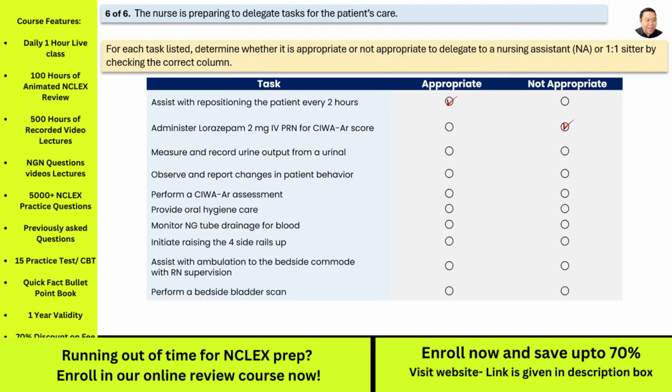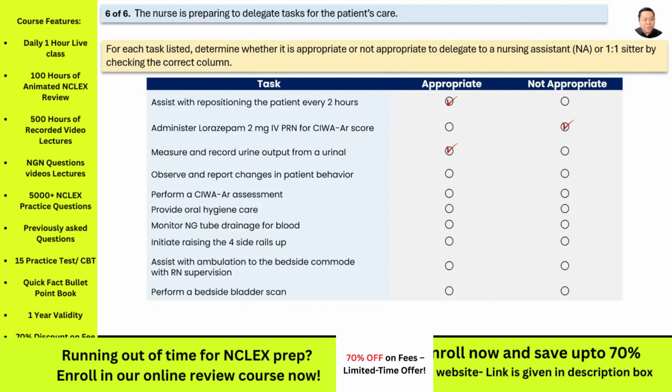Next, we have measure and record urine output from a urinal. What do you think about this? Yes, this is appropriate for a nursing assistant or a one-to-one sitter. This is a basic data gathering task that does not require nursing assessment or decision making. And accurate tracking of the fluid balance is essential in all patients undergoing alcohol withdrawal. And the nursing assistant here can safely contribute to this task by reporting the findings to the licensed nurse.